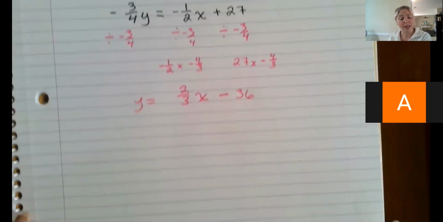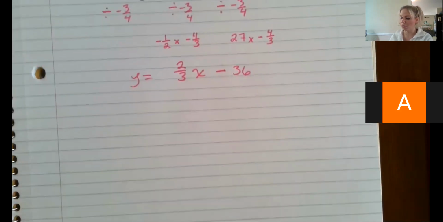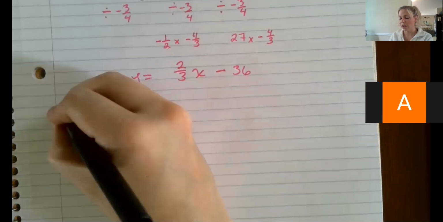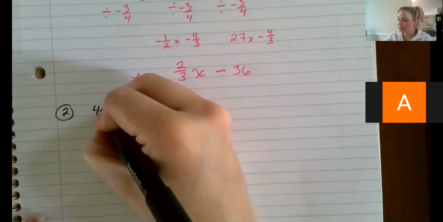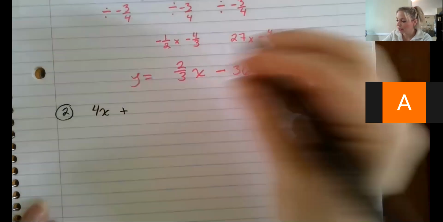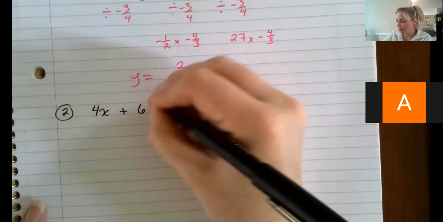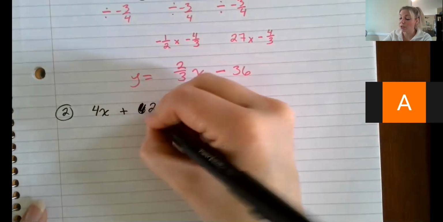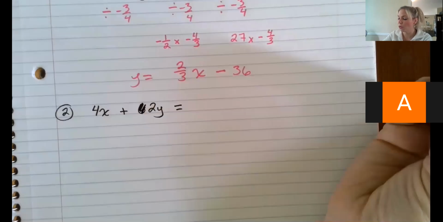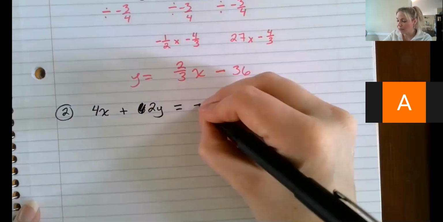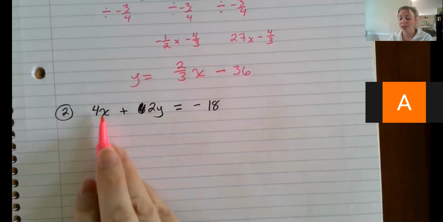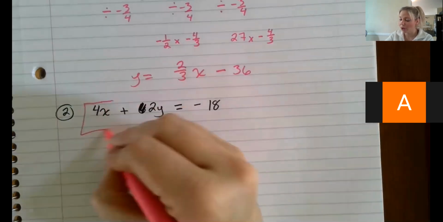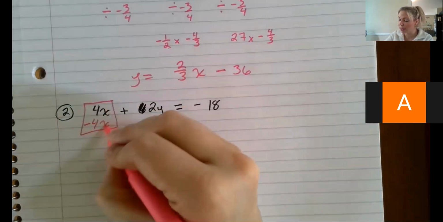Let me show you another example that is a non-fraction rewrite. So if I've got a problem like 4x plus 2y is equal to negative 18. So again, it's the same idea. You have to move your x term over to the other side first. So I'm going to subtract 4x from both sides.